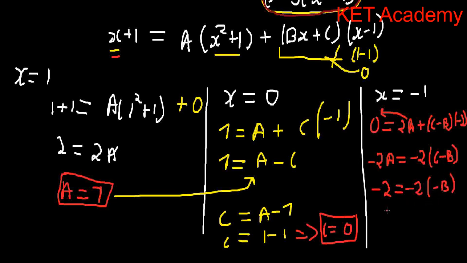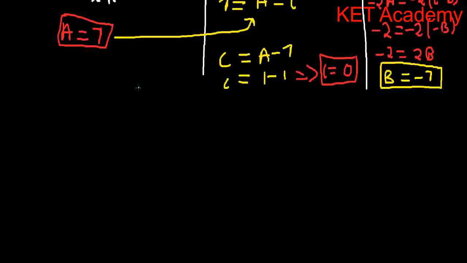Now expanding it, we're going to have minus 2 to be equal to minus times minus is going to give us positive, so 2b. So finally our b will be equal to minus 1. So now we have our value for a, b and c.